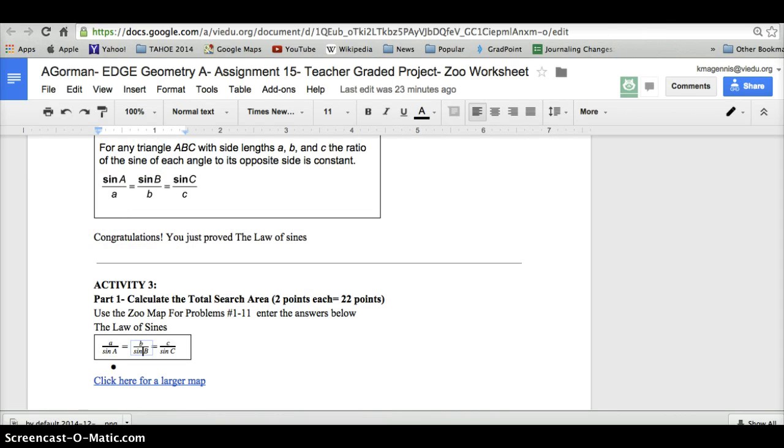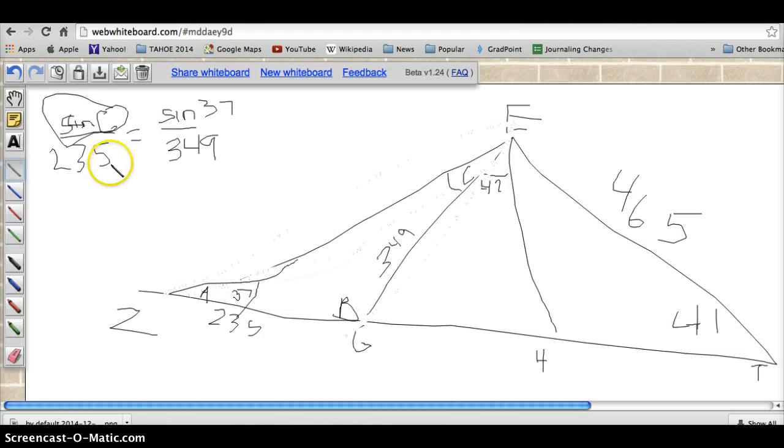So what I need to do is isolate this sine of C. Right now, sine of C is being divided by 235. So the inverse of division is to multiply each side by 235. Alright, that's the inverse. And I'm going to multiply this whole thing by 235.